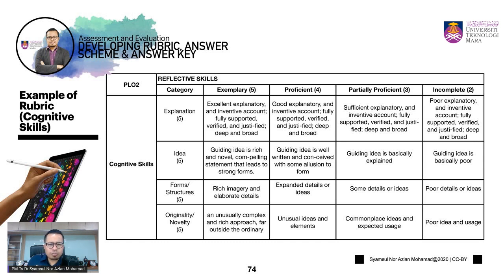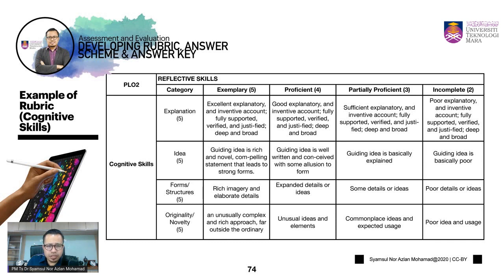These are examples of my own. These are the rubrics that have been developed by me. This is where I put the explanation, idea, form and structure, also the originality, as part of the criteria or categories to assess reflective skills. And part of that, I put the skills in the forms from exemplary to incomplete with the Likert numbers 5, 4, 3, and 2.